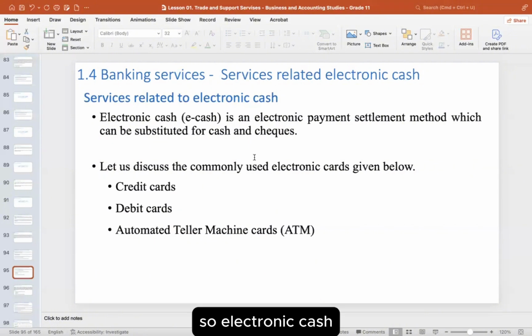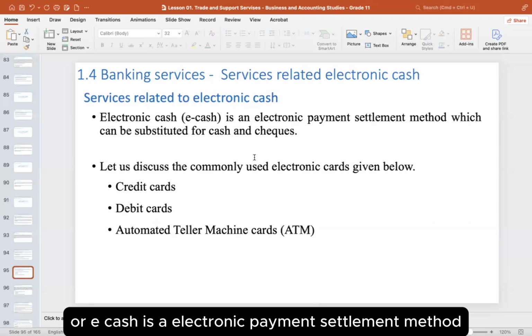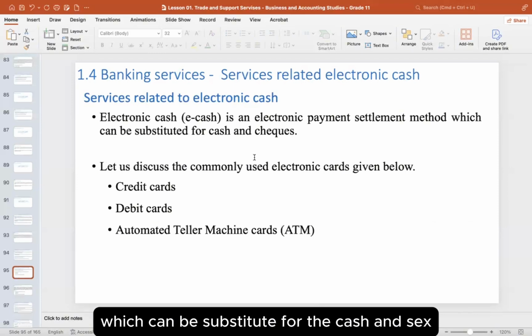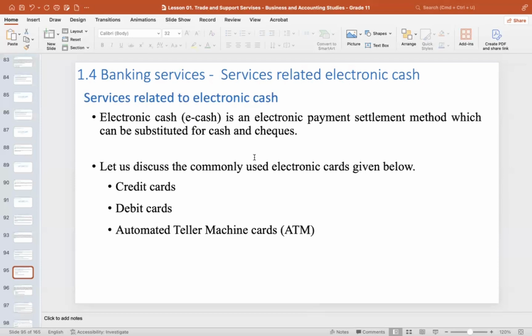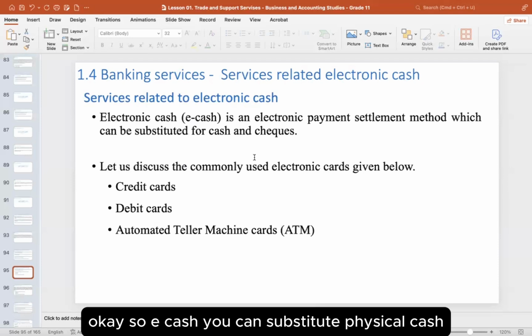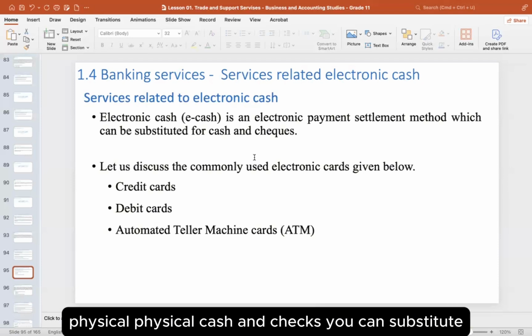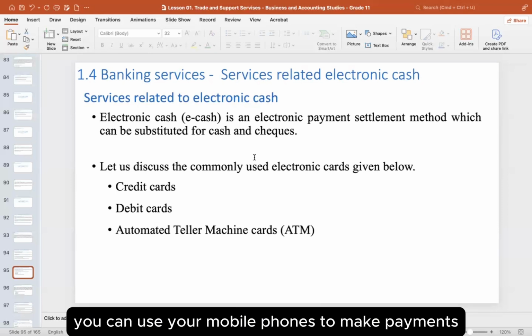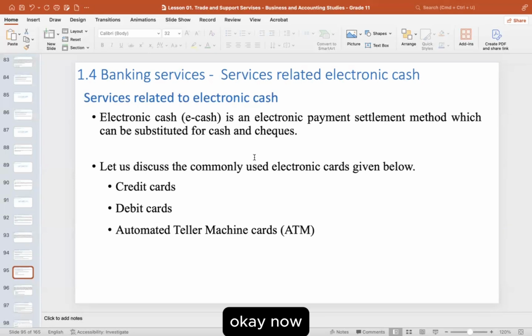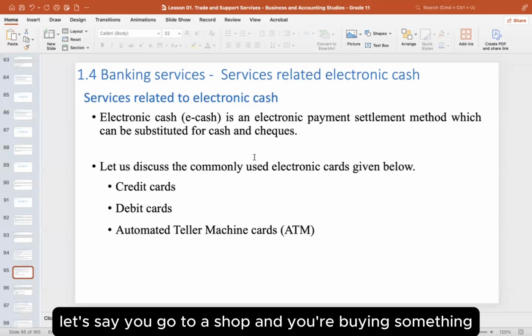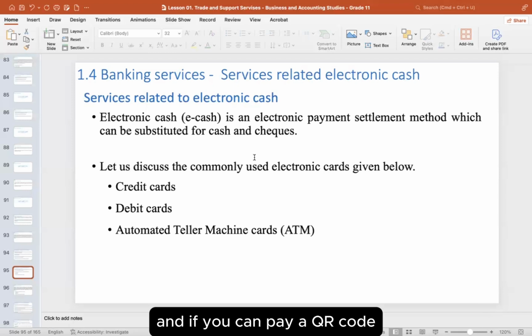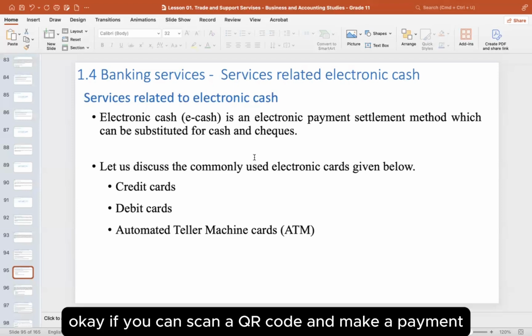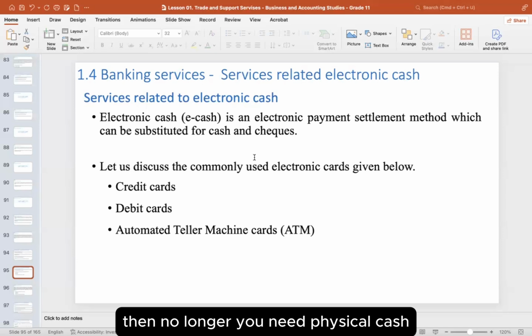Electronic cash, or e-cash, is an electronic payment settlement method which can be a substitute for cash and checks. You need not use cash or checks if you have e-cash. Let's say you can use your mobile phones to make payments. If you go to a shop and you're buying something, and you can scan a QR code and make a payment, then no longer do you need physical cash.